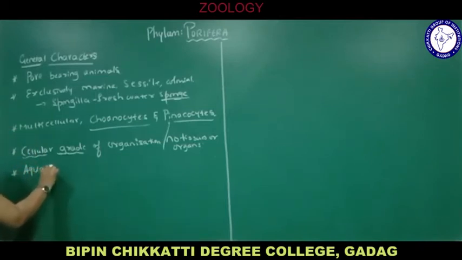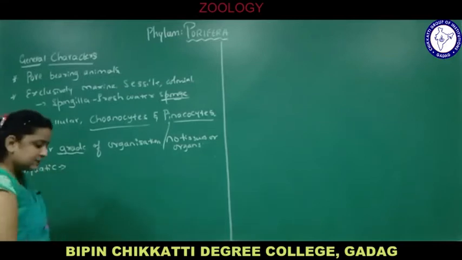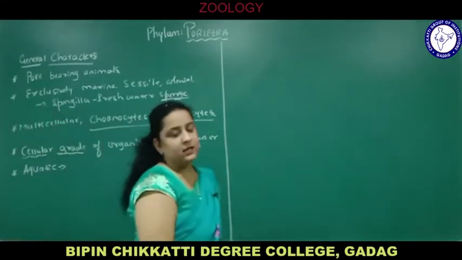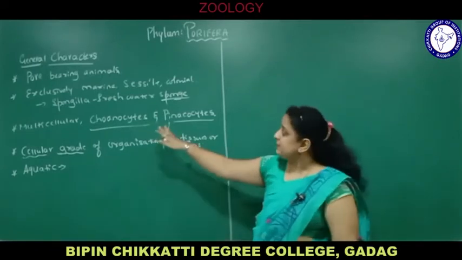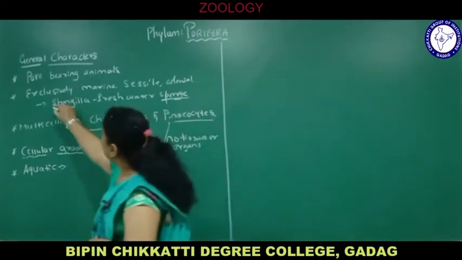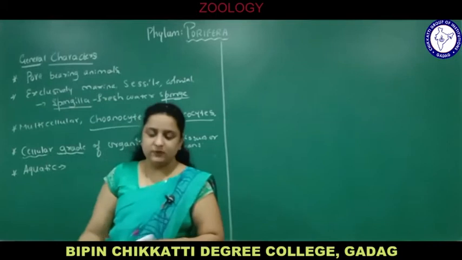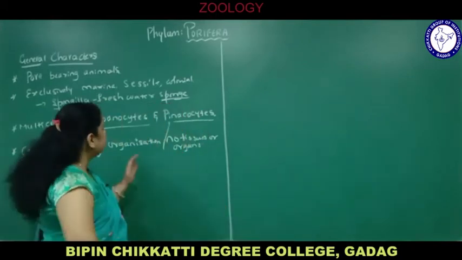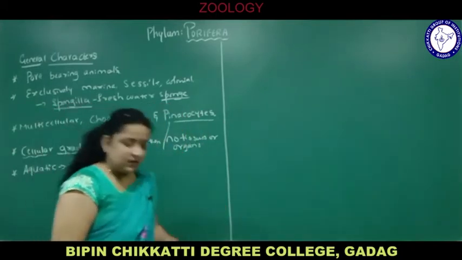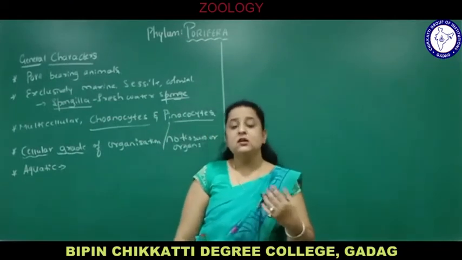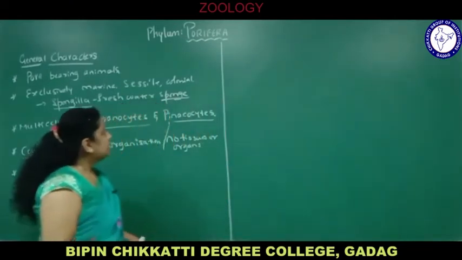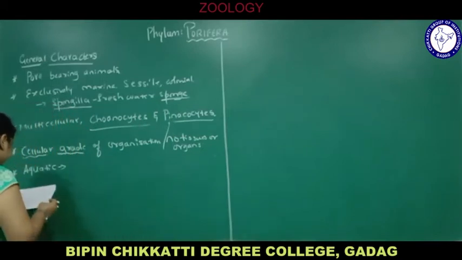Aquatic means they live in water, and there are two types, fresh water and marine water. Specifically, they are all exclusively marine except Spongilla, which is a freshwater sponge. It is found in fresh water. And one more thing, I told you about sessile, but scientists say that there are some species of poriferans which are movable also. So some are sessile, some are movable.